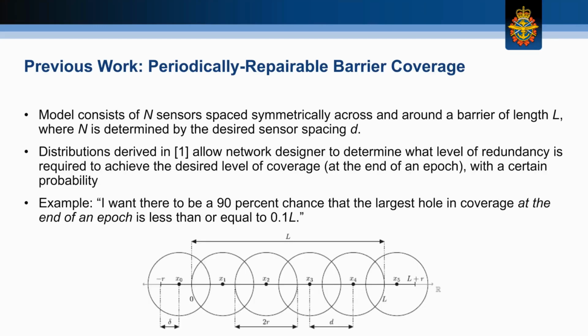Just a bit more detail about the model. It's basically a bunch of circles on a line. There are n sensors spaced symmetrically along this line of length L. L is the length of the barrier, and the number of sensors is ultimately determined by the spacing between the sensors, which in turn is determined by a requirement for the quality of barrier coverage under the conditions I described. So the distributions that we derived in that previous work ultimately allow a network designer to say, for instance, I want there to be a 90% chance that the largest hole in coverage at the end of an epoch is less than or equal to 1/10 of the length of the barrier.